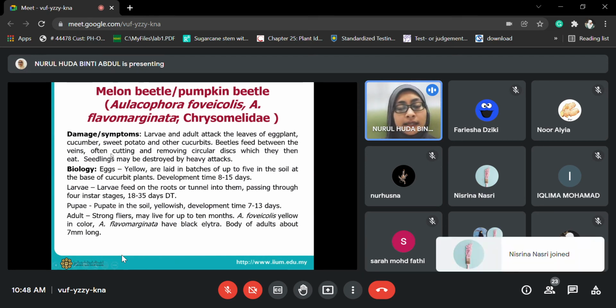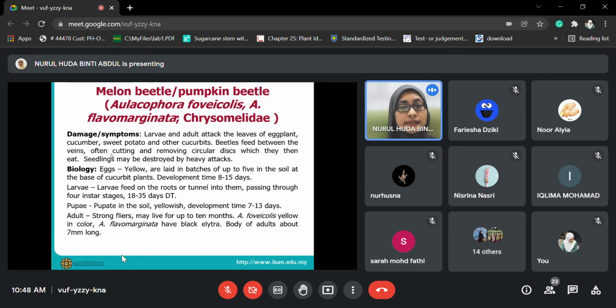So kamu akan nampak dia akan tinggal jaring-jaring venation tu sahaja, and often cutting and removing circular disc which they eat. Circular disc maksudnya kawasan part yang tak ada venation sahaja. And then usually you can find the larvae above, ataupun bahagian atas daun, but sometimes they also eat below, bawah bahagian daun. Usually the adult is on the upper part, but sometimes also ada kat bawah, but the larvae usually focus more on the underside of the leaf, di bawah daun.